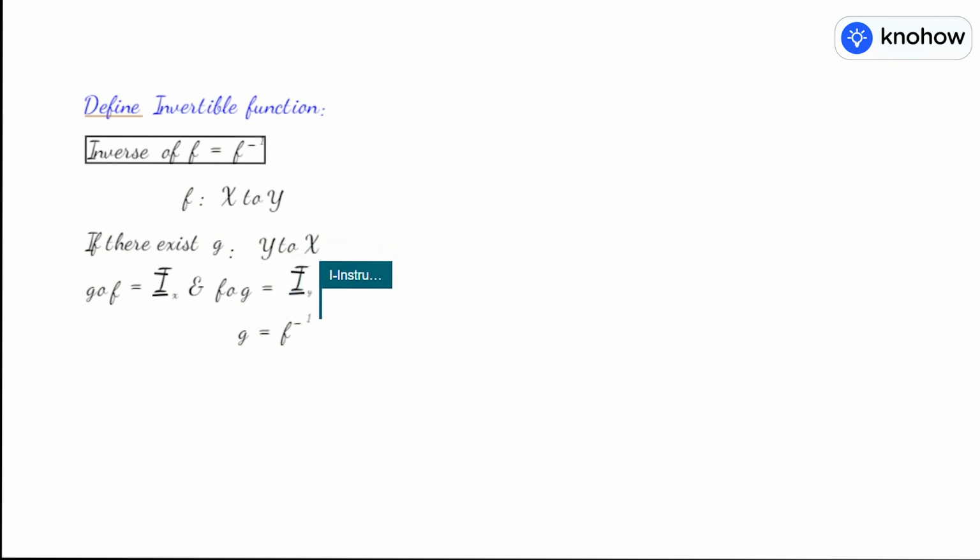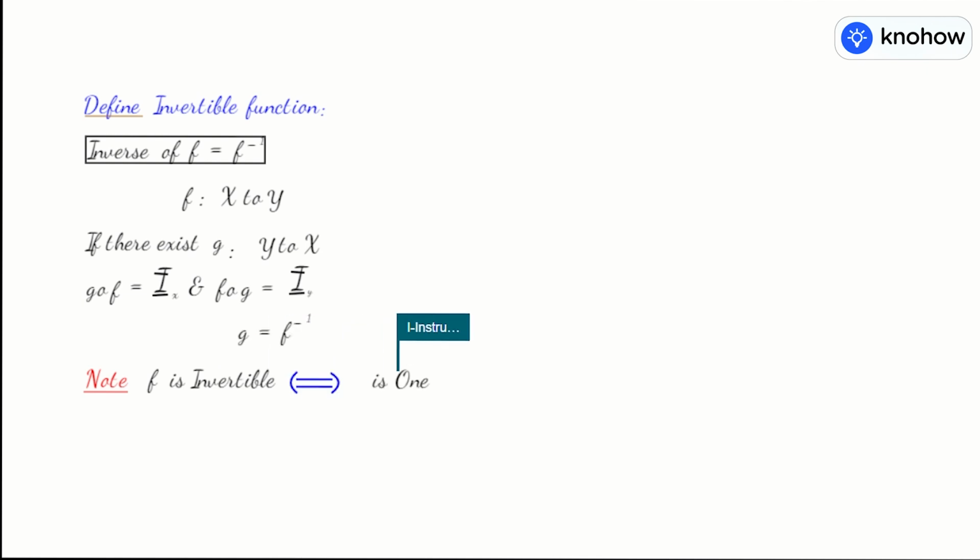I repeat that given a function f from x to y, if there exists a function g from y to x such that GOF is the identity function on x and FOG is the identity function on y, then the function g is said to be the inverse of f and denoted by f inverse. Now here you must note one more thing, that a function f is invertible if and only if f is one-one onto. So if we have to verify that a particular function is invertible or not, we can also prove it is one-one onto and justify that yes, it is invertible.